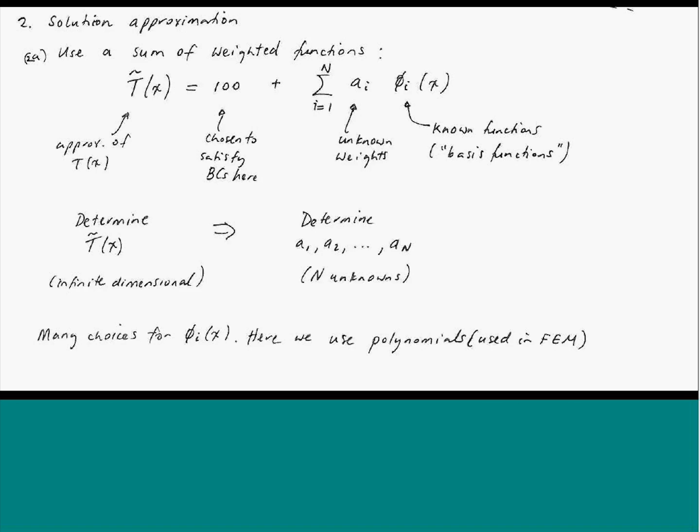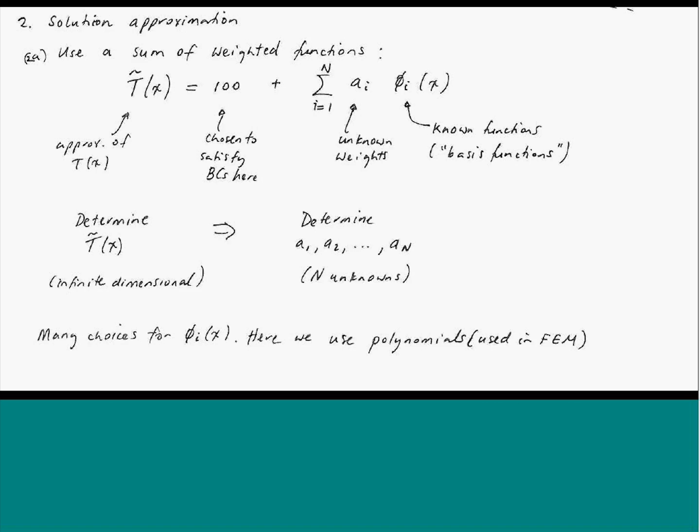So how do we get started? We start off by, and let's call this 2a, we're going to say, to approximate the solution, let's use a sum of weighted functions. Okay, we know that t is a function of x. T varies continuously along the domain here. It's a function of x. That's an infinite dimensional problem, right? T is a continuous function.